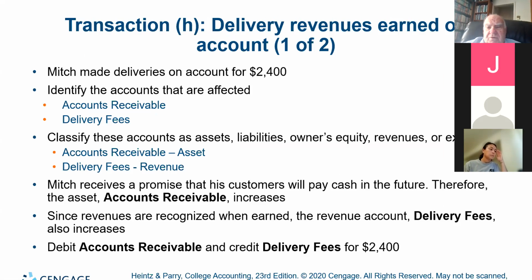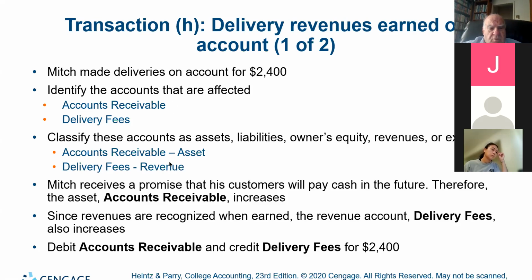Delivery revenues earned on account. Again, when you see the words on account, say to yourself, on account, and nobody had money. It's either going to be accounts payable or accounts receivable. So he made deliveries on account. So that's clearly accounts receivable, because we are going to be receiving this money in the near future. So what accounts are involved? Accounts receivable. We know that from the on account, and delivery fees.